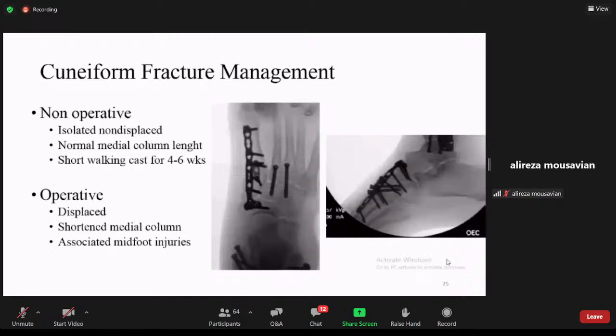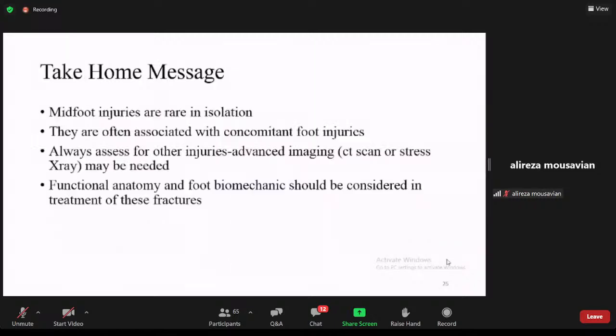For the management of cuneiform fractures, medial column length and midfoot instability are the criteria that we should consider. Displaced fracture with shortening of the medial column and associated with midfoot instability are indications for operative treatment. Isolated non-displaced fracture with normal medial column length can be managed non-operatively with a short walking cast for 4 to 6 weeks.